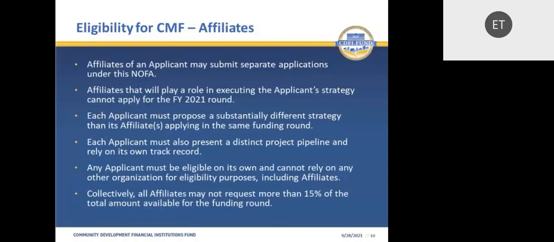Each applicant must propose a substantially different strategy than its affiliates applying in the same funding round, and each applicant must also present a distinct project pipeline and rely only on its own track record. Also, it's important to emphasize that all applicants must be eligible on their own behalf, and they cannot rely on other organizations for eligibility purposes, including affiliates. And collectively, all affiliates may not request more than 15% of the total amount available for the funding round.